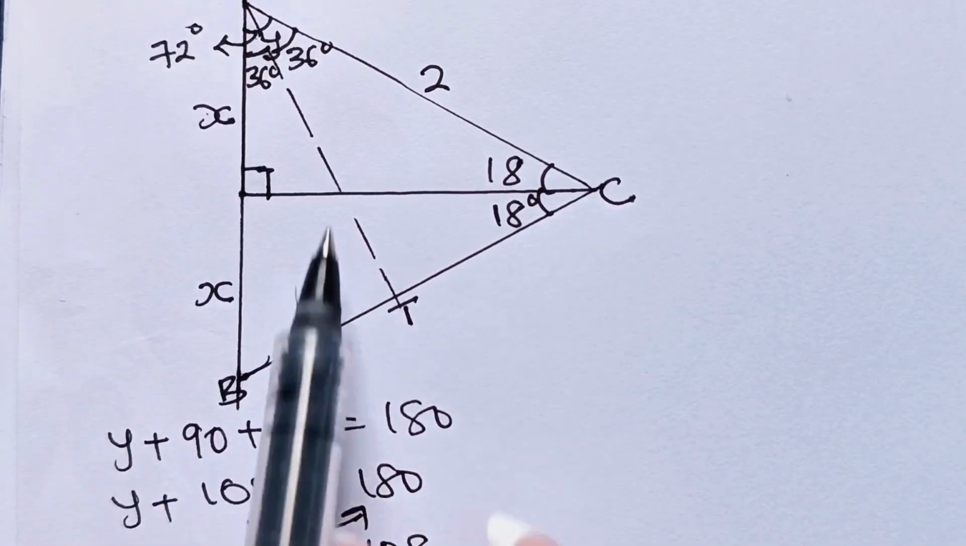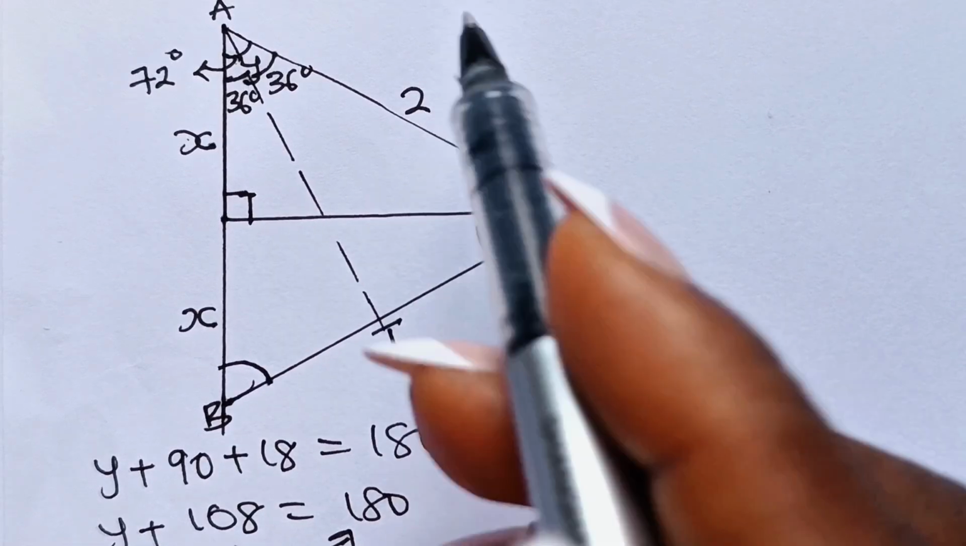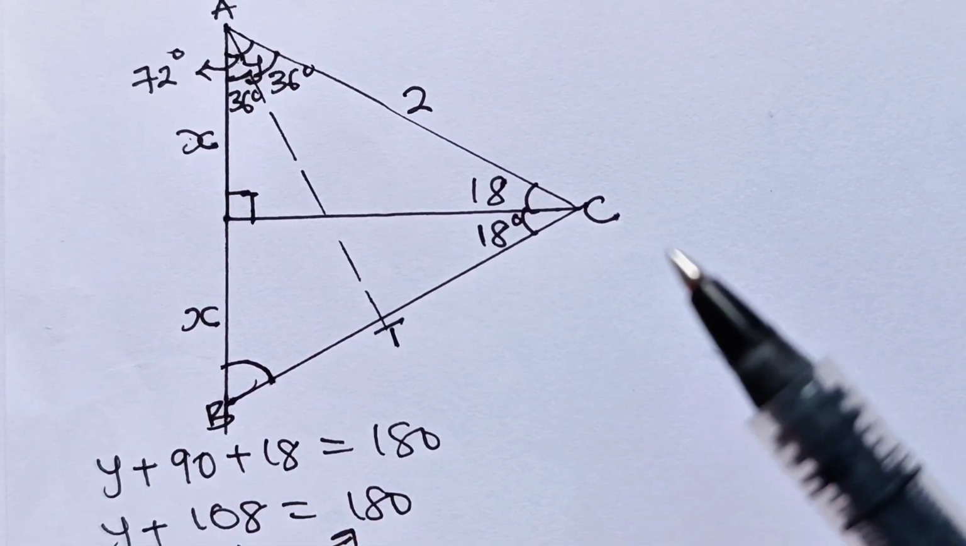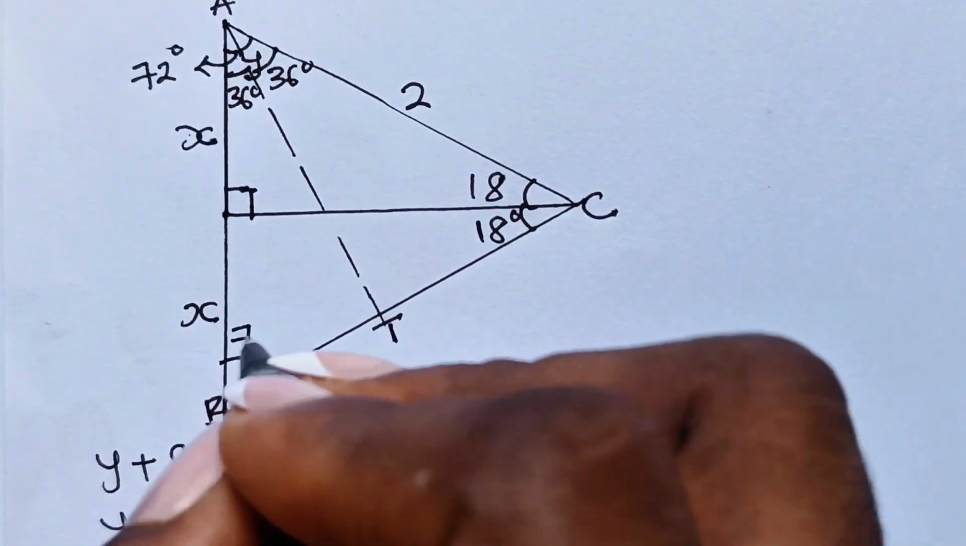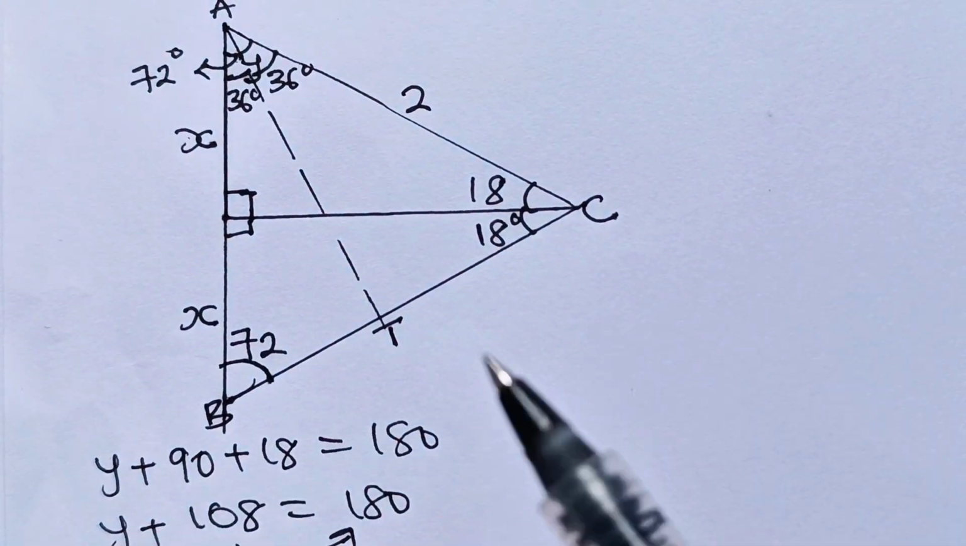Remember that these two triangles are congruent. So it simply means that the whole of this angle, 36 plus 36, is 72. So this angle should be 72 as well. And this is 90 as well, because the two triangles are congruent.